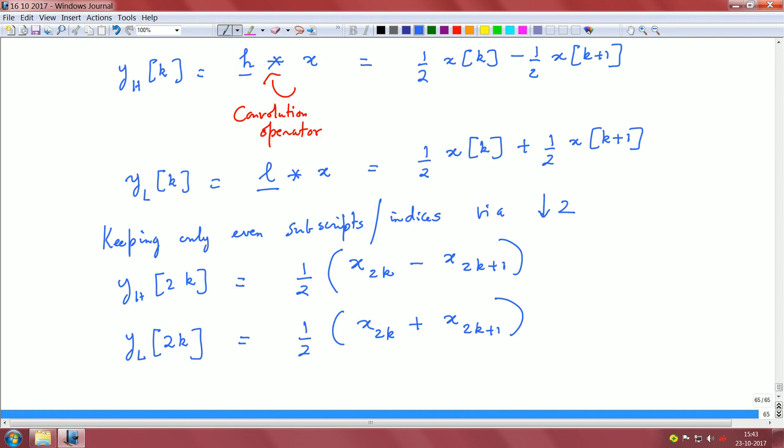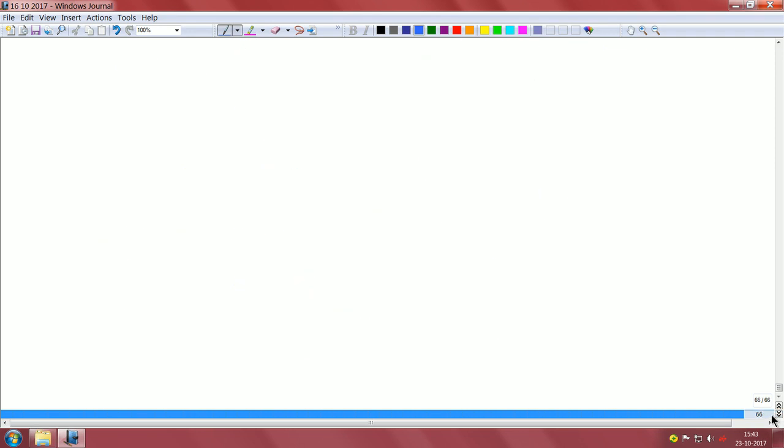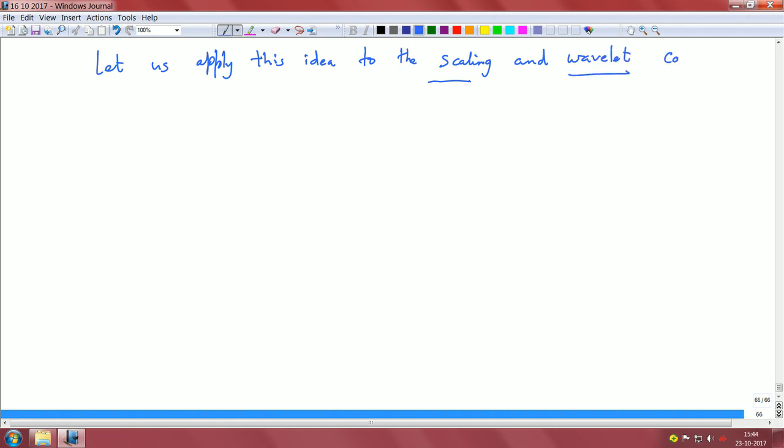Now this is sort of familiar if we bring in the scaling and the idea of downsampling and filtering from what we have done through the wavelet decomposition. So let us apply this idea, that is what we just did, to the scaling and wavelet coefficients going from level j to level j minus 1.